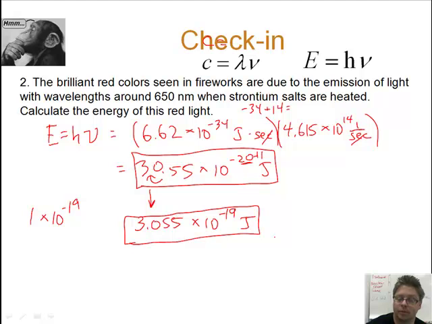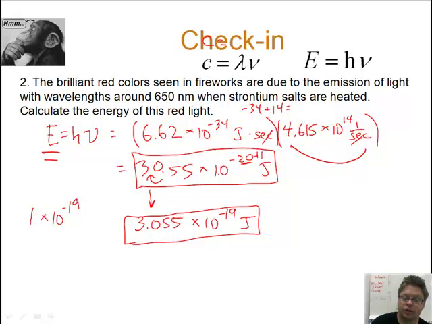Here's another problem where you've got red colors around 650 nanometers. Okay? The second part of the problem would be how much energy is produced. So you take the frequency value we calculated in the first step and multiply it by Planck's constant. So you've got 10 to the 14th and 10 to the negative 34th. So you add those together.